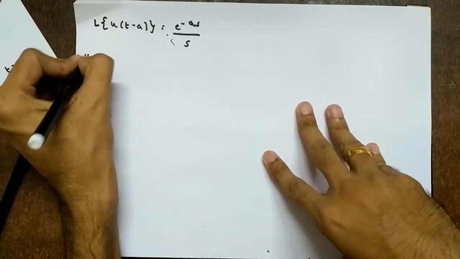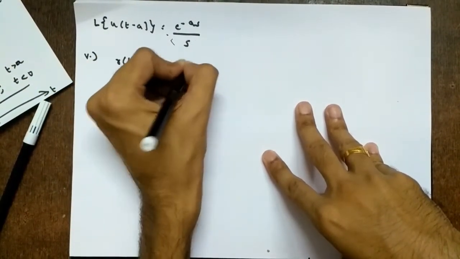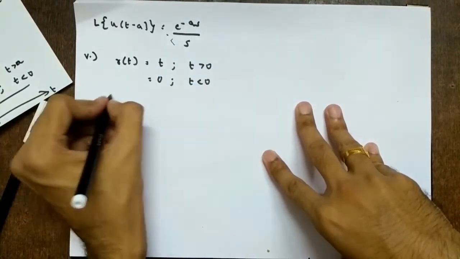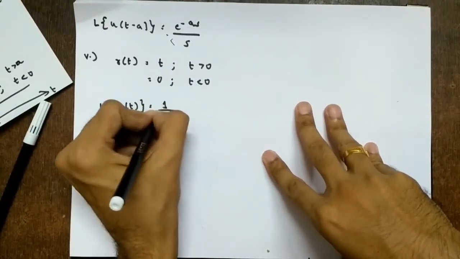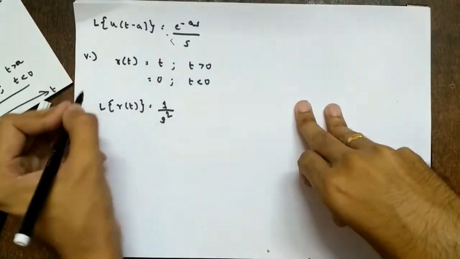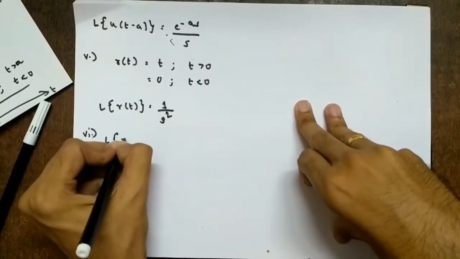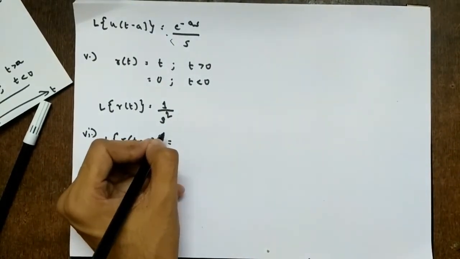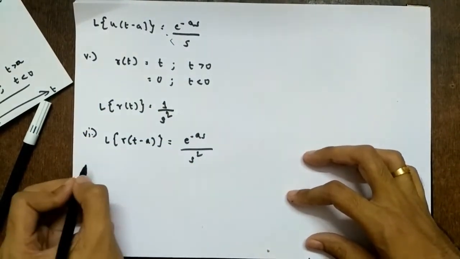Then fifth, we have the ramp function, R of t. It is t for t greater than 0 and 0 for t less than 0. If you find the Laplace transform, the Laplace transform of R of t is equal to 1 upon s square. You can prove that with t raised to n also, where n is 1. Similarly, for the Laplace transform of the delayed ramp function, as I said, you just have to multiply by e raised to minus as, and you will get the answer.